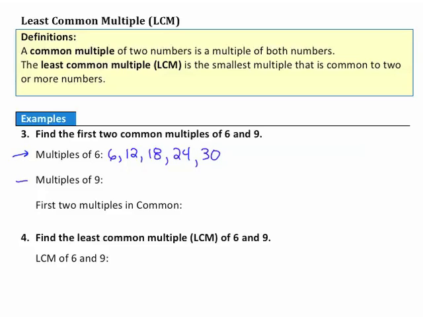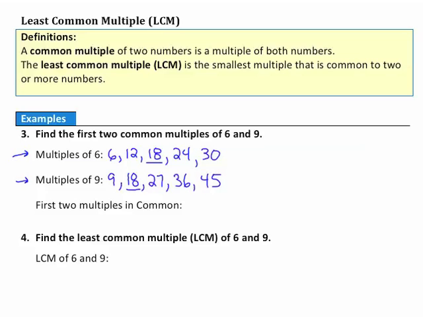Now let's go to multiples of 9. 9 times 1 is 9. 9 times 2 is 18. 9 times 3 is 27. 9 times 4 is 36. And 9 times 5 is 45. Let's take a look and see if we found any common multiples. Well, in fact, we have. We found the first multiple they have in common, which is 18.